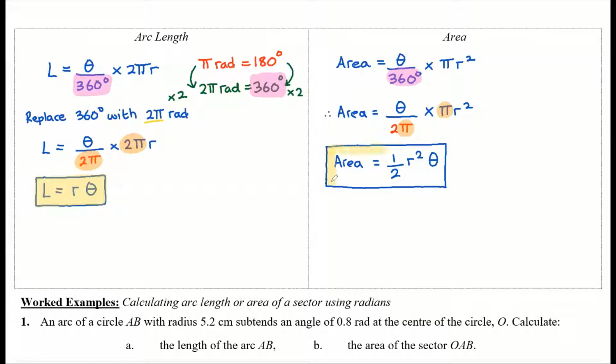Now, obviously, the important thing is that we have our angles in radians at all times. If we use these formulae and our angles are not in radians, then we're going to get the wrong answer. I'm going to make a serious point about that when we do the examples. Okay, let's move on to the next section.